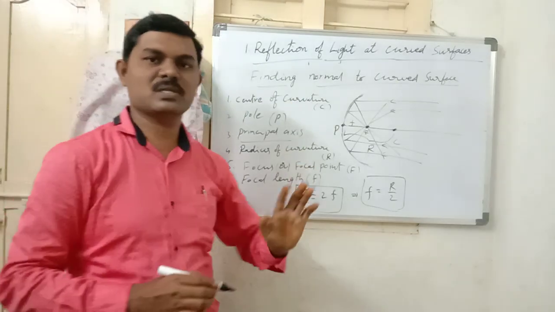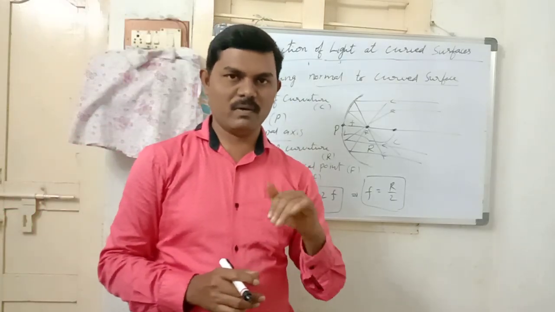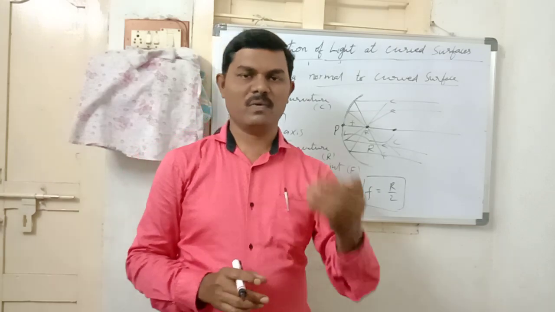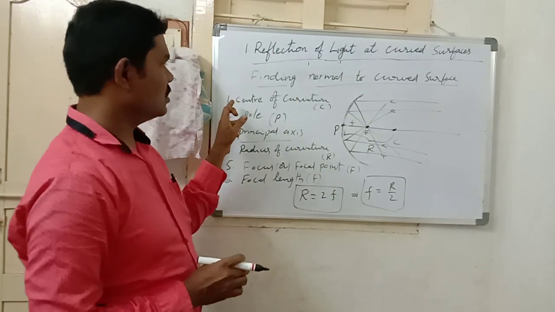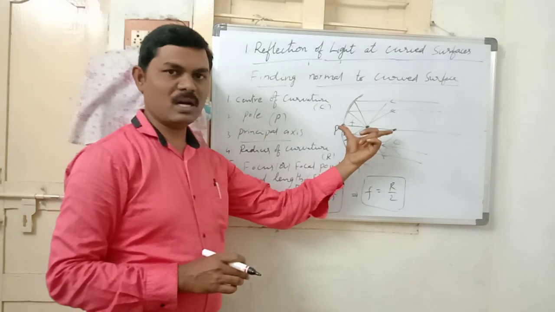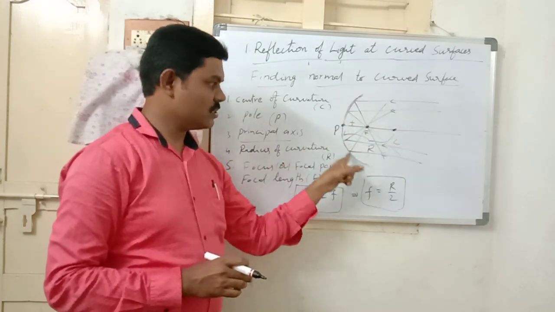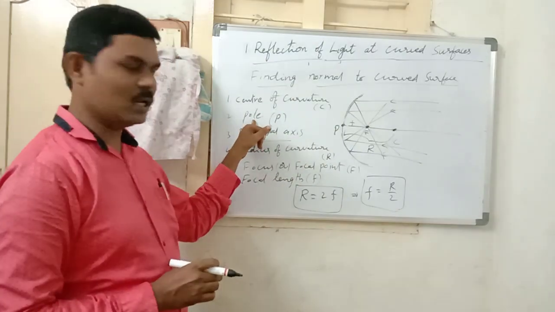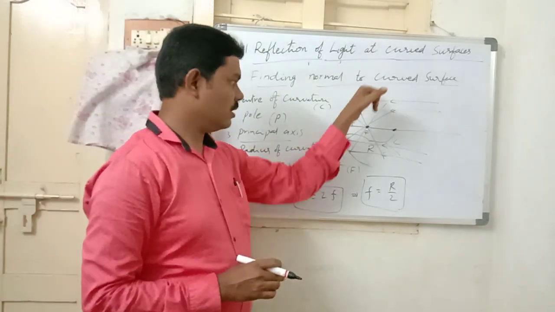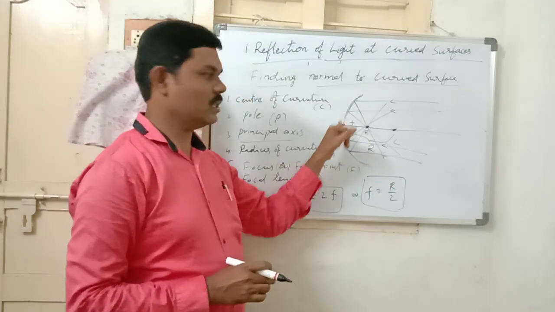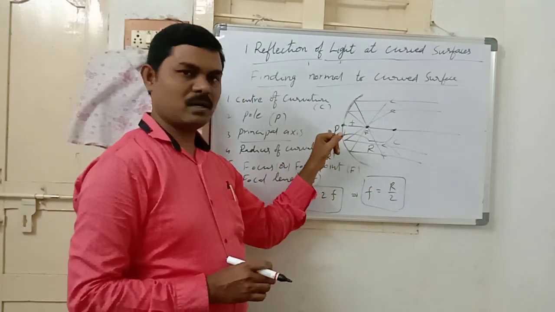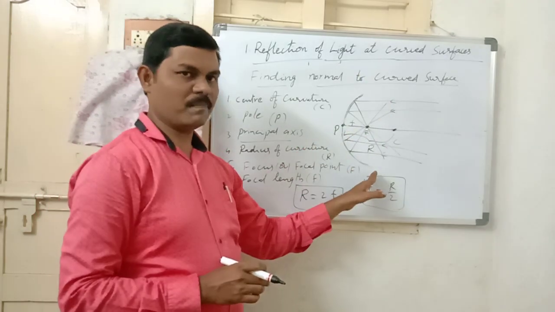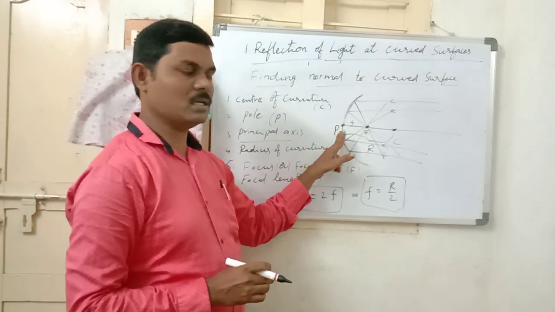So these are some general terminology we will use in this lesson, reflection of light at curved surfaces. One conclusion I will tell you. The center of the sphere of which the curved surface of the mirror is a part is called the center of curvature. Next, pole: the midpoint of the curved surface, the midpoint of the mirror, is called the pole. Imagine this is a concave mirror, then the midpoint of the mirror is called the pole.